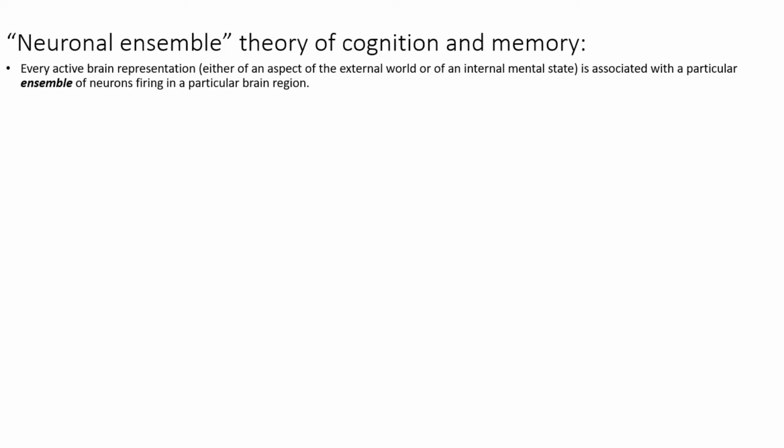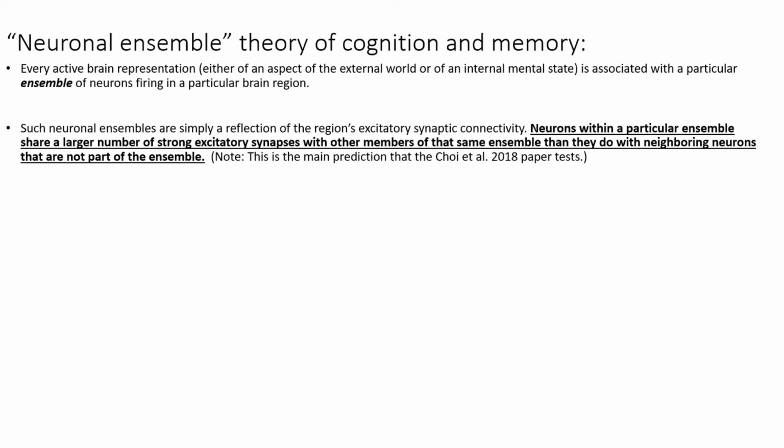Every active brain representation, either of an aspect of the external world or of an internal mental state, is associated with a particular ensemble of neurons firing in a particular brain region. Such neuronal ensembles are simply a reflection of the region's excitatory synaptic connectivity. Neurons within a particular ensemble share a larger number of strong excitatory synapses with other members of that same ensemble than they do with neighboring neurons that are not part of the ensemble. And I note here that this is the main prediction of the Choi et al. paper that we will be going through today.